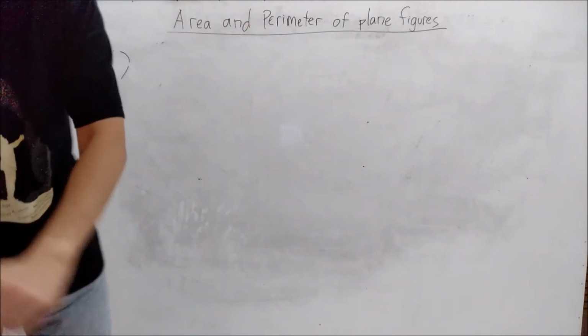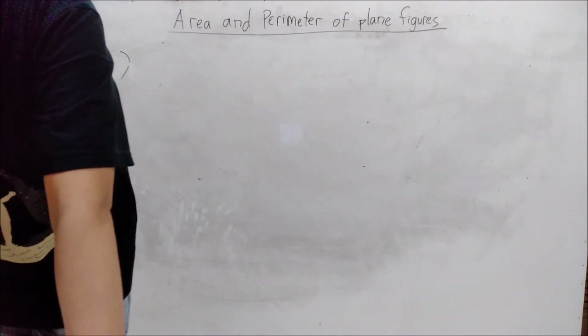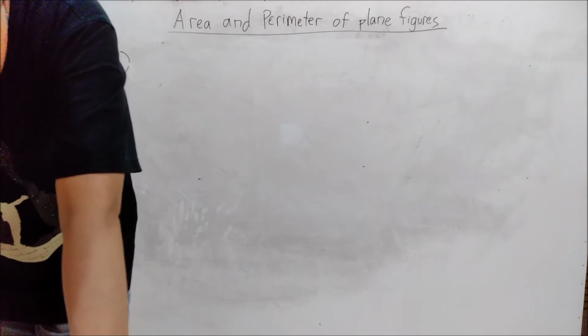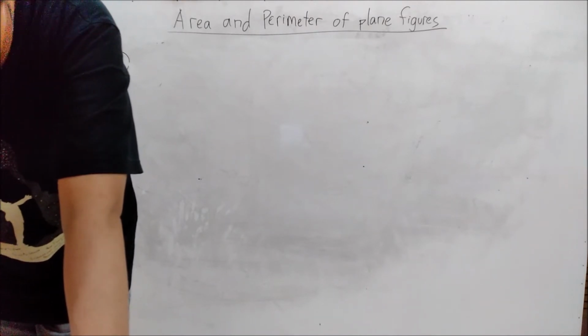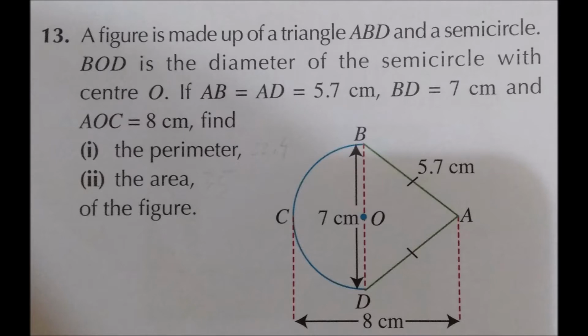Let's see the question in number 13. A figure is made up of a triangle ABD and a semicircle BOD. BOD is the diameter of the semicircle with center O. If AB equals AD, which is 5.7 centimeters, BD is 7 centimeters, and AOC is 8 centimeters, find 1) the perimeter and 2) the area of the figure.